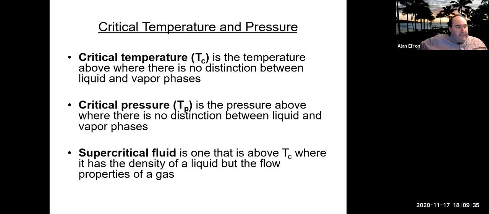So there's a couple other points on this curve that we'll see. One is the critical temperature, sometimes abbreviated TC, and that's basically the temperature above which there's really no distinction between a liquid and a vapor.